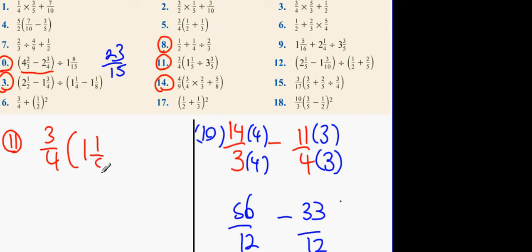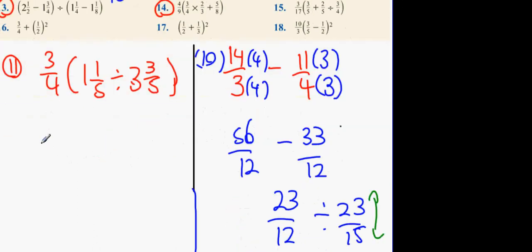So what do you need to change first? You need to put them into top heavy fractions. And what happens when we put them into top heavy fractions? Give me the answer for the top heavy fractions. Oh, it's 5, sorry. Yeah, 6 over 5. Perfect. And then that's 18 over 5. 3 times 5 is 15, 15 plus 3. Well done.